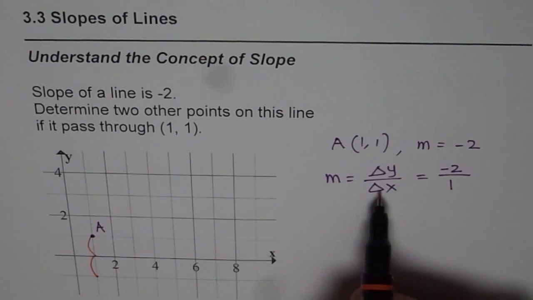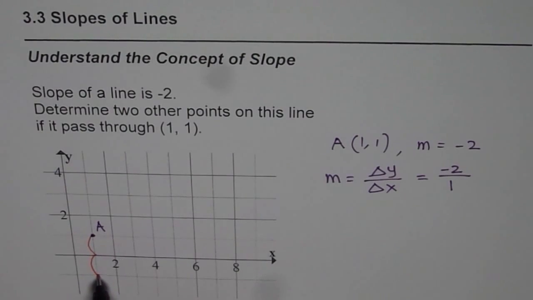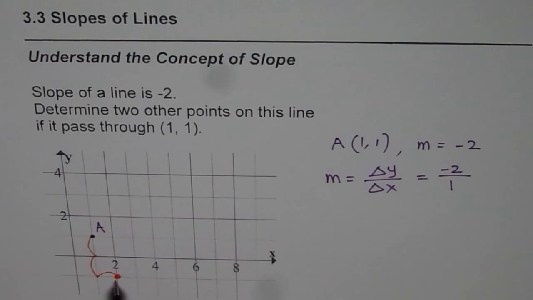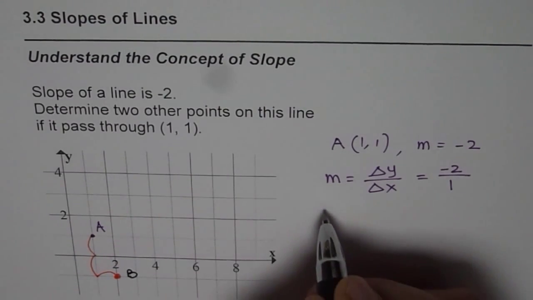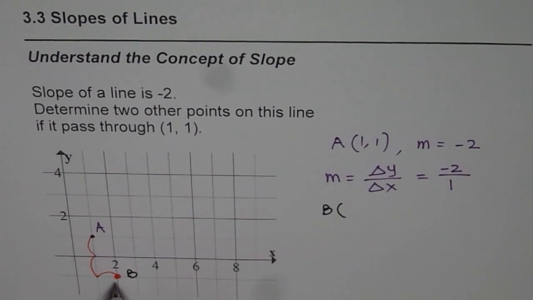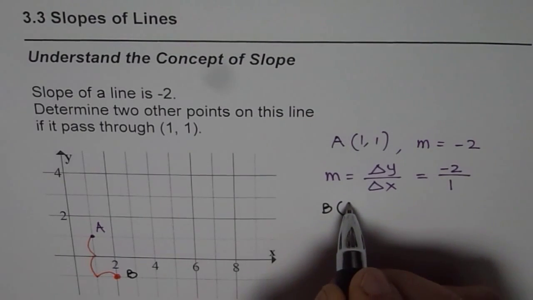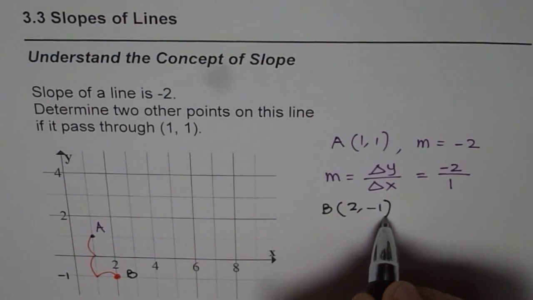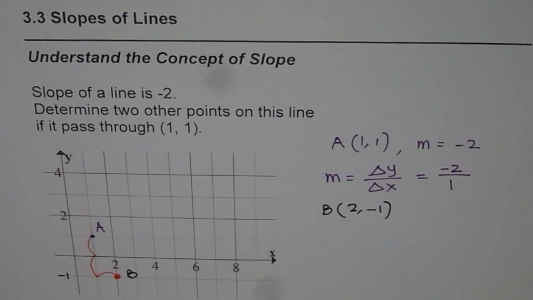And change in x value is 1. So we can move 1 unit here, and we get to this point. That point should be on the line, and if you find the slope between these 2 points, it will be -2. Do you get the point? And what are the coordinates of this point? Let me call this point B. The coordinates are: x value is 2, y value is -1. So (2, -1). That is one way of doing it.